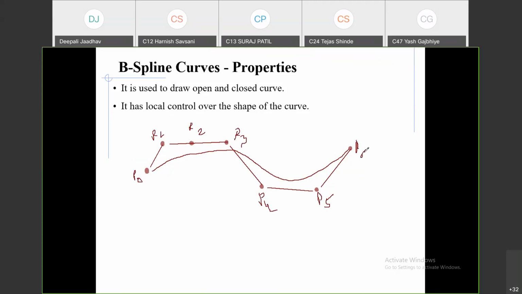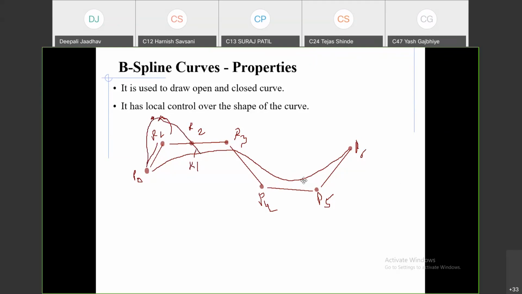Okay. Now what is meant by local control? Now in Bezier curve, suppose we change this particular P1 from here to here. So in that case, it changes the entire shape of the curve. But here it has local control. Means suppose I change this P1 from here to here. So in that case, it changes only that particular segment. Suppose here is the segment, the first segment. So it changes only the shape of that particular segment instead of changing the entire curve.